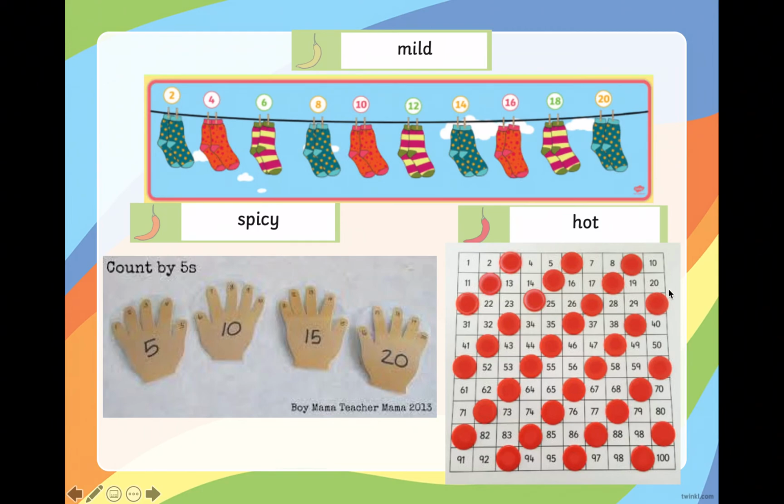Then if you could make or draw out a 100 square, if you don't have one at home, that would be fun. You might need a ruler and a pencil. You'll need to make 100 boxes, and you could make your own 100 square, and then you could put something on top of all of the numbers to make a pattern like I was just doing in the other videos. So choose what one is right for you. If you want a challenge, go for the hot. If you feel like spicy or mild is a good right thing for you, then you do that.